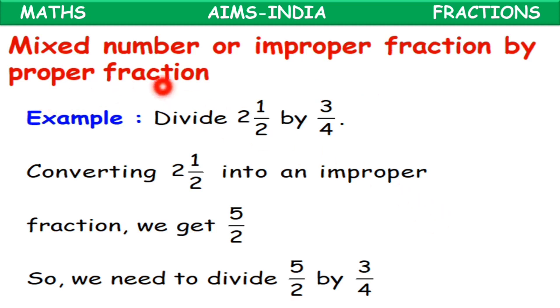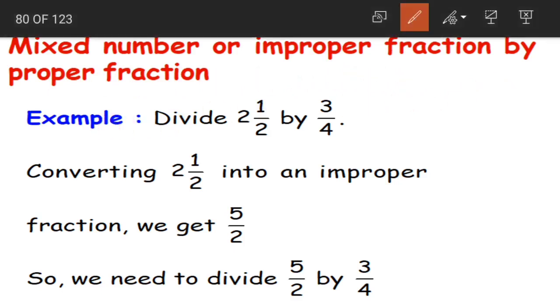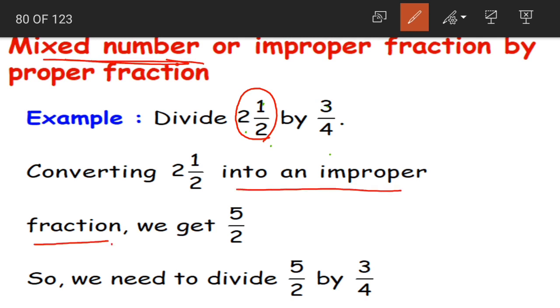Next, a mixed number divided by a proper fraction. Now what do we have here? 2 1 by 2 divided by 3 by 4. Again this 2 1 by 2 is a mixed fraction. It is to be converted into an improper fraction. 2 into 2 is 4, plus 1, divided by the denominator 2. So that is equal to 5 by 2. Yes, after converting we get 5 by 2.